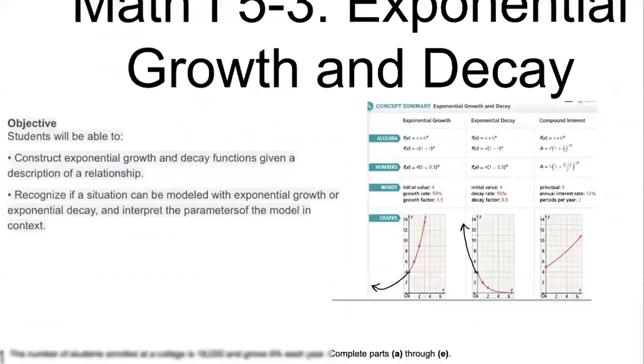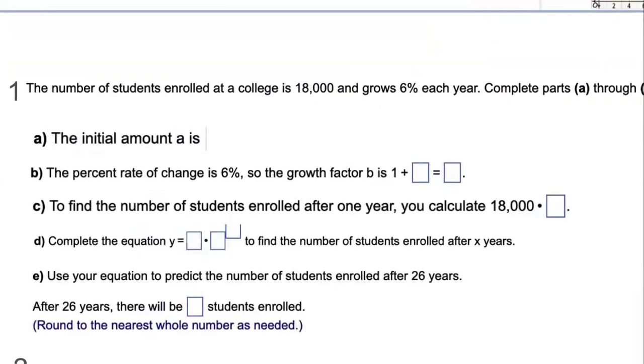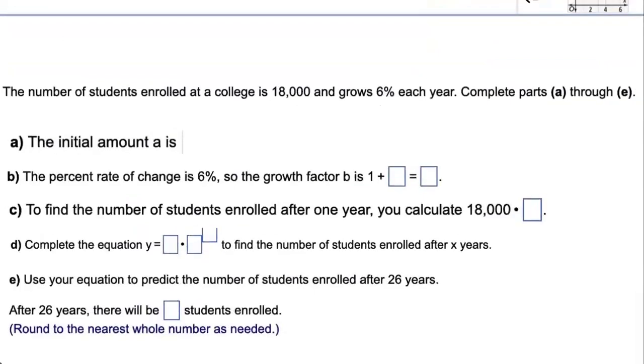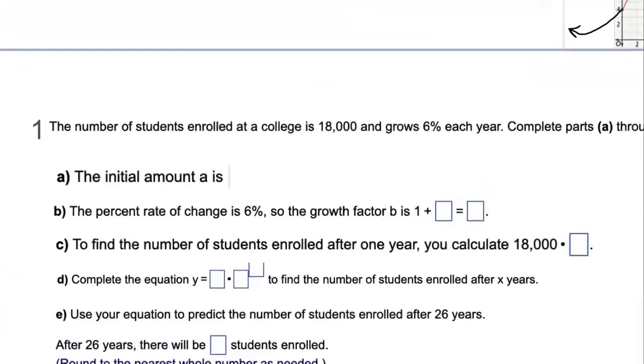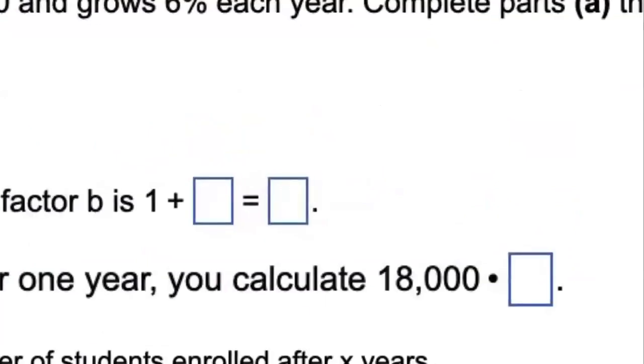So for number one, the number of students enrolled at a college is 18,000 and grows 6% each year. Complete parts A through E. So for part A, the initial amount means how many you started with, which in this case is 18,000 students. The percent rate of change is 6%. So the growth factor, B, is 1 plus 6% converted to a decimal.